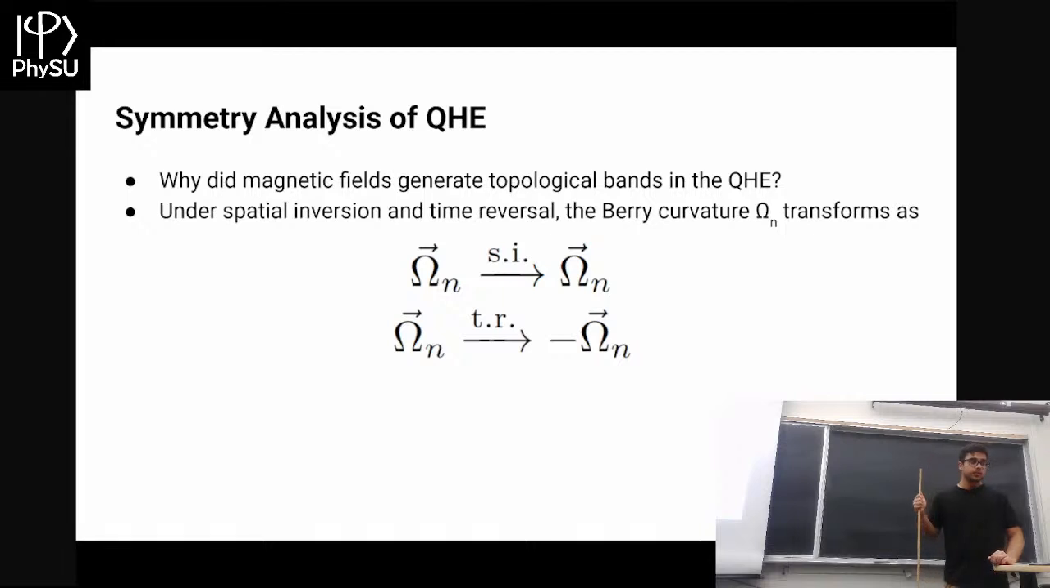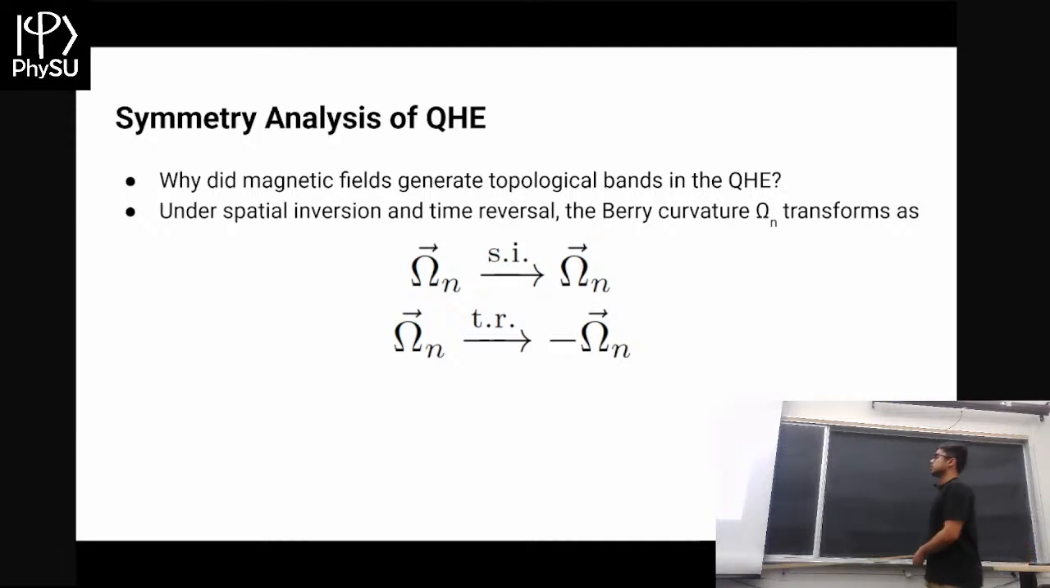Now, I want to look a little bit at the symmetry associated with this Chern number. The quantity that we were integrating over the Brillouin zone, this Berry curvature, has a couple of specific properties. The question I really want to answer is, why did a magnetic field create topology? Right before, we didn't have anything. We just had a plain metal, but somehow turning on the magnetic field actually generates these topological bands.